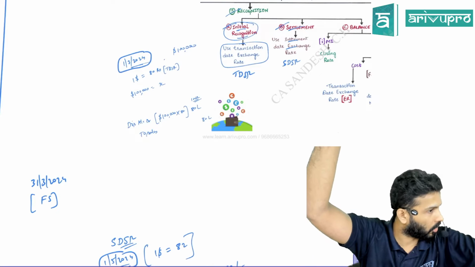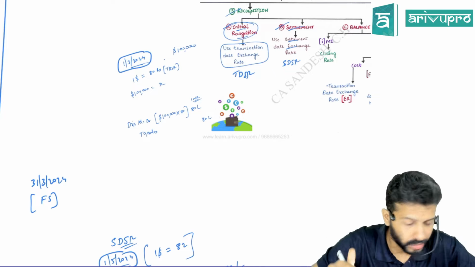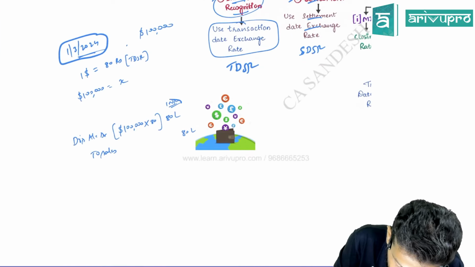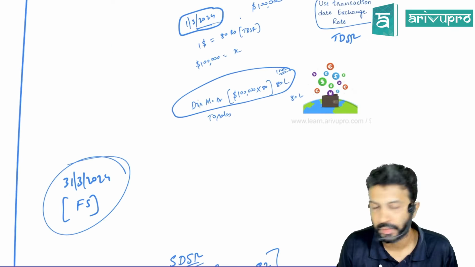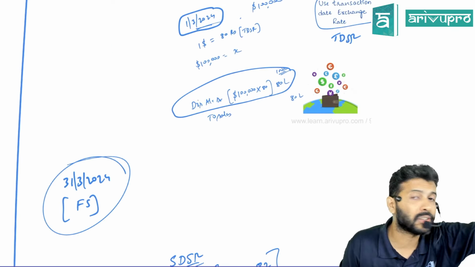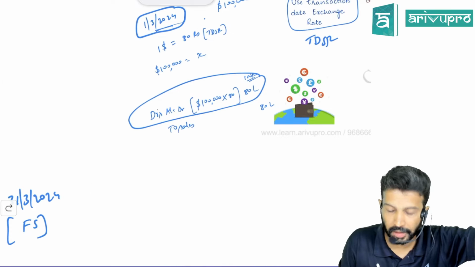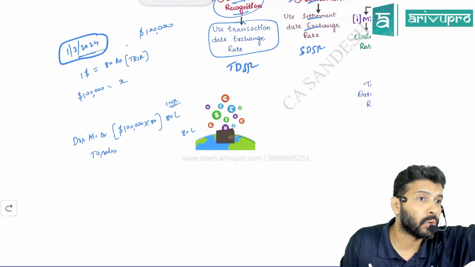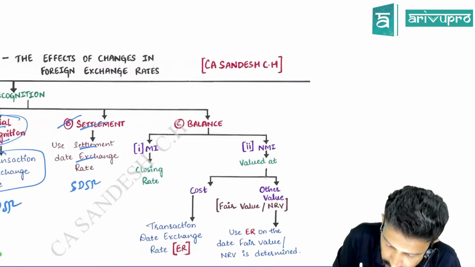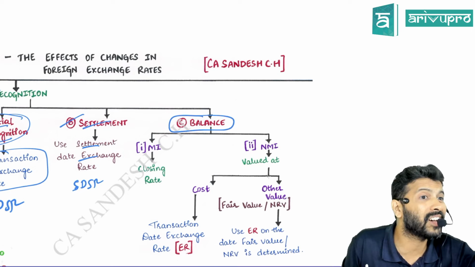Between transaction and settlement, if you're closing the books, that means you tell me, have you received money from these debtors on the balance sheet date or yet to receive? Yet to receive, because you will receive the money on 1st May. That means in foreign currency, this particular debtor has a balance, correct?